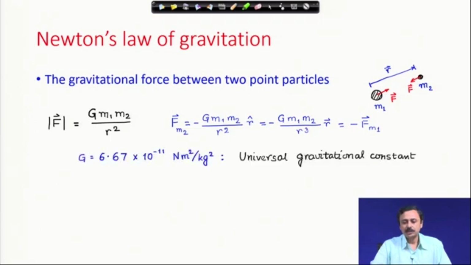Capital G is the universal gravitational constant, which has a value of approximately 6.67 into 10 to the power minus 11 Newton meter square per kilogram square. This is experimentally determined.